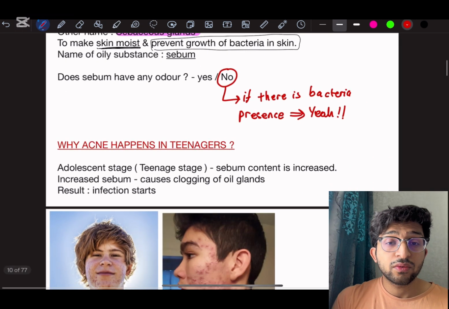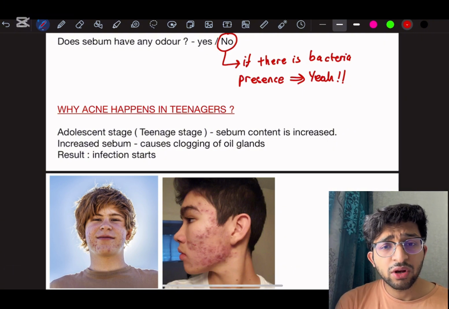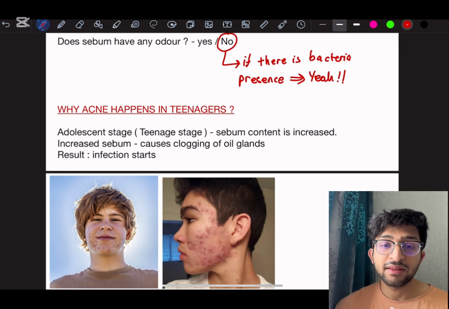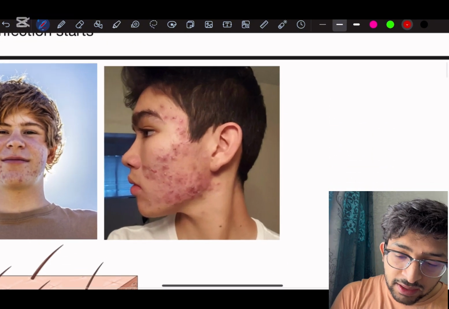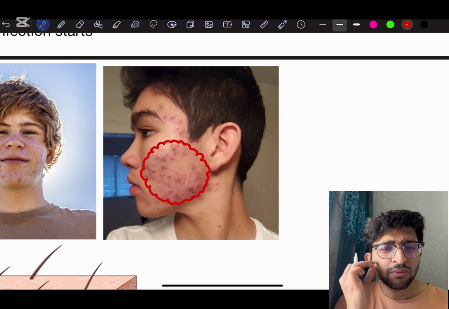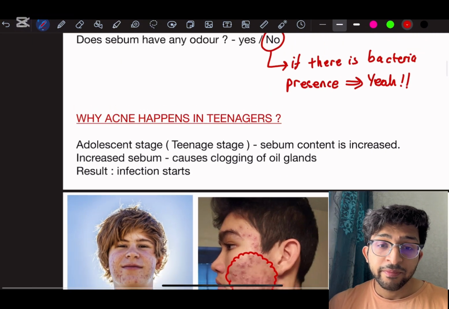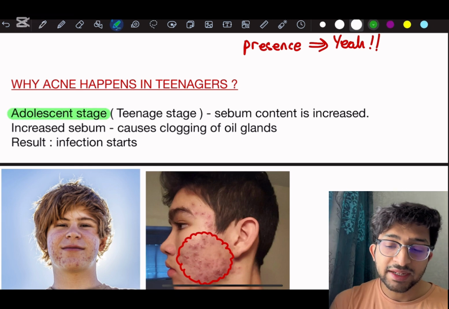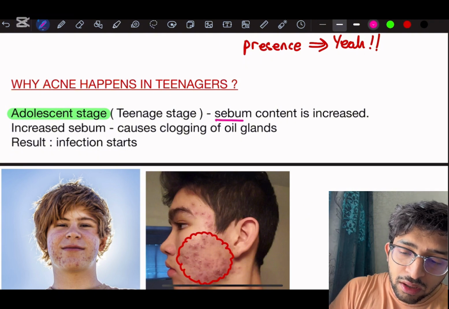Now, the famous question which is asked in every Olympiad exam, in medical exams, and even in high school exams is why does acne happen in teenagers? What is acne at first? These are the acnes, right? Small nodule kind of things, small red pop-ups which happen on the face of teenagers. So why does it happen? Basically it happens in the adolescence age, or we call it teenager age. And one of the reasons is the increase in the sebum content.